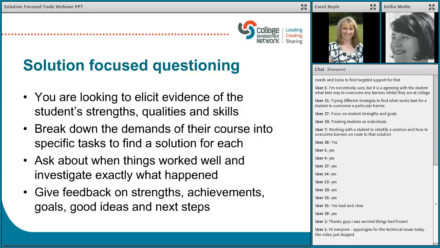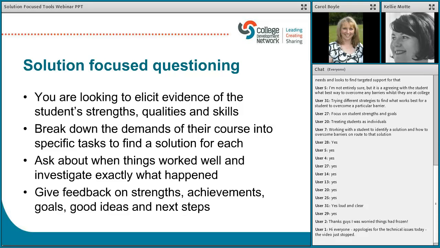A good idea is to break down the demands of their course into specific tasks and look at finding solutions for the tasks themselves. Again, that is taking things away from the person having a problem to looking at the task and how that will be solved. And also think about things like assistive technology, presenting them as productivity tools rather than something that disabled people get. It's a different way of talking about things.